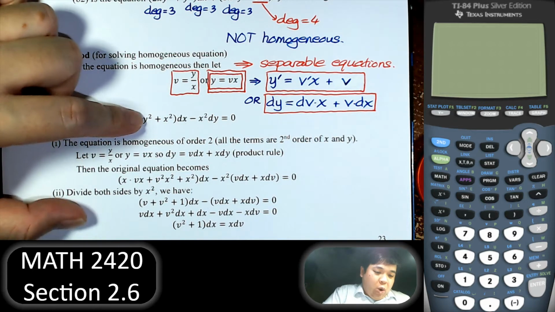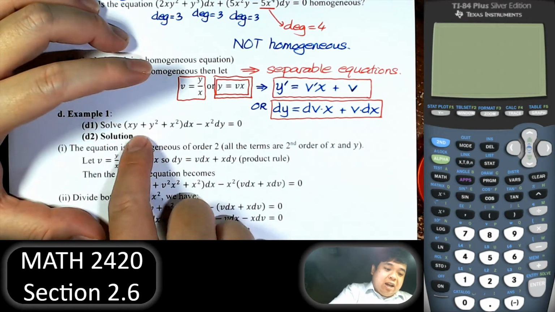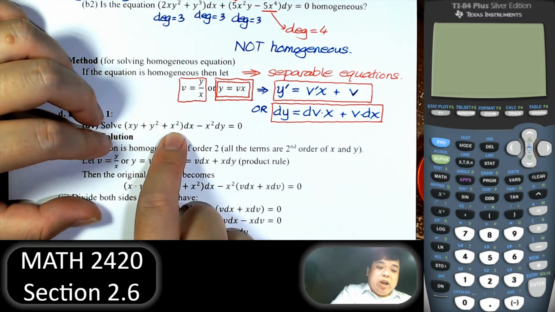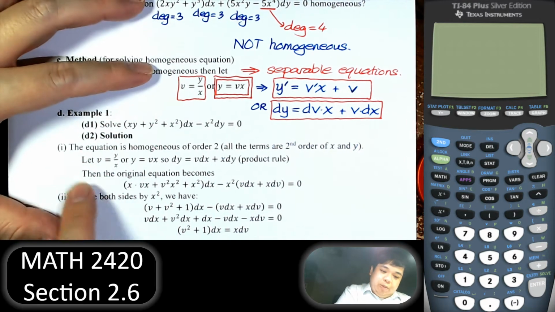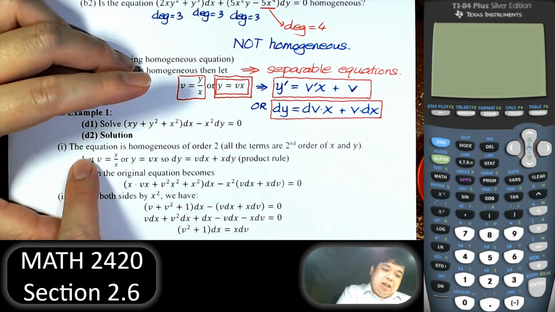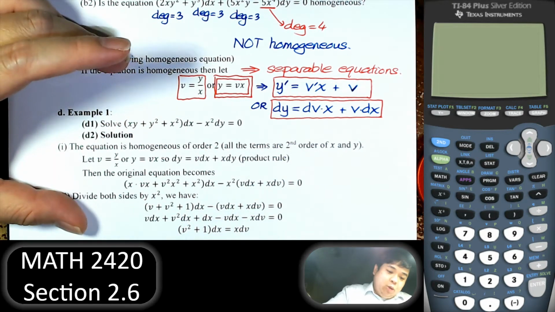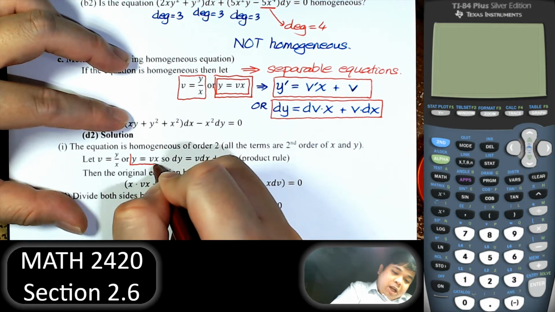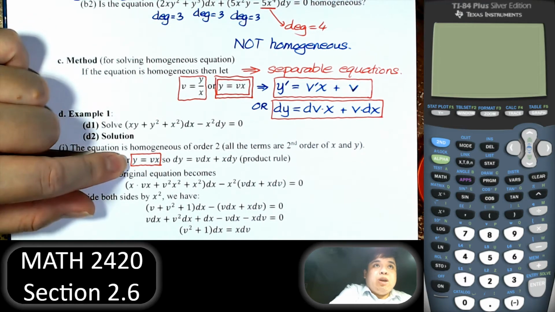xy plus y squared plus x squared times dx minus x squared dy. Notice that xy has degree 2, 1 plus 1, y squared degree 2, x squared degree 2, and x squared degree 2. So all of them have degree 2. So we say homogeneous of order 2, right? Then we will let v equal to y over x, or more precisely, we will let y equal to v times x. So that's where we start.